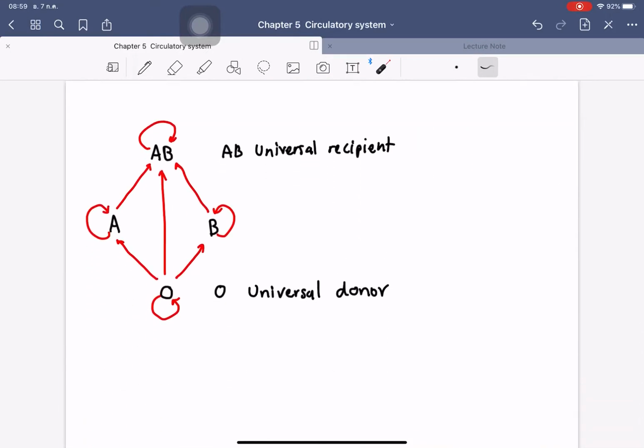Okay, this one is the blood transfusion pattern. Transfusion means, in Thai, การถ่ายเลือดหรือการให้เลือด. It is the way a patient receives blood because of some accident where you lost a lot of blood volume. Okay, you need a blood transfusion. So the transfusion pattern here starts from O.